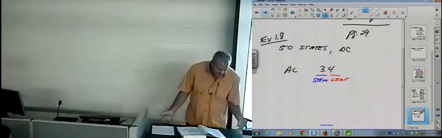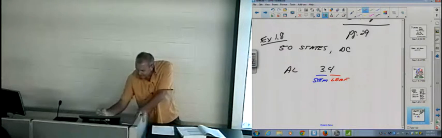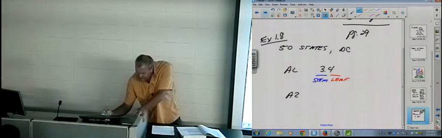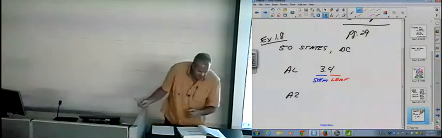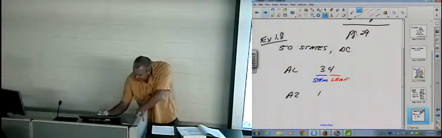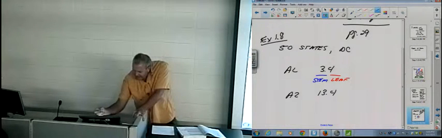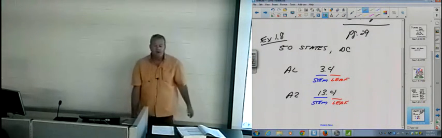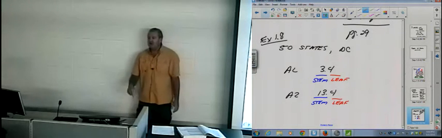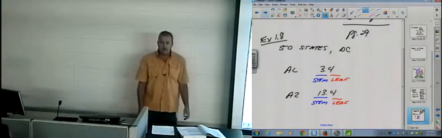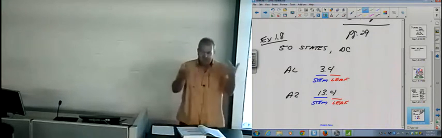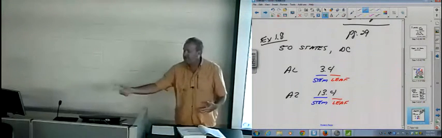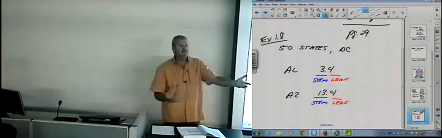Okay, let's take one like Arizona. Arizona is 13.4. There's my stem, and there's my leaf. You do that for all 50 states and the District of Columbia. You just keep going. You'll make a stem, you'll make a leaf. The leaf is the rightmost digit. The stem is everything that's left over.